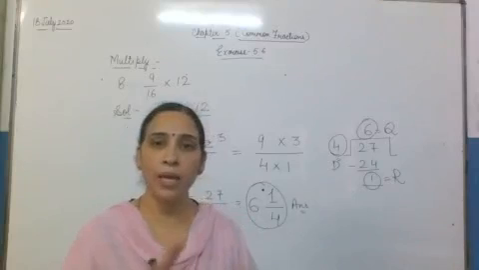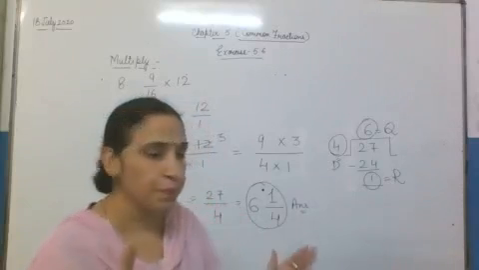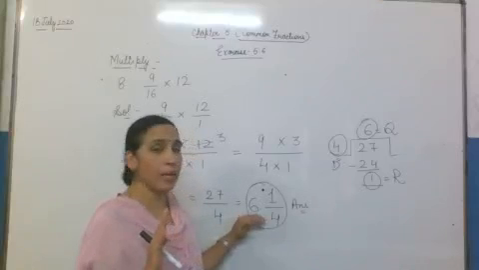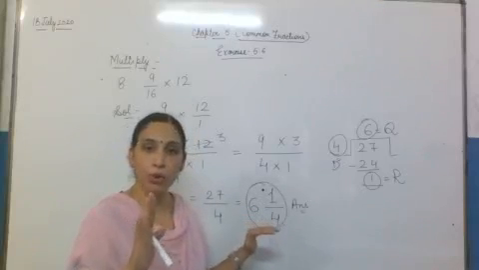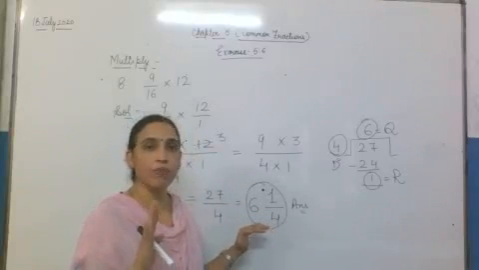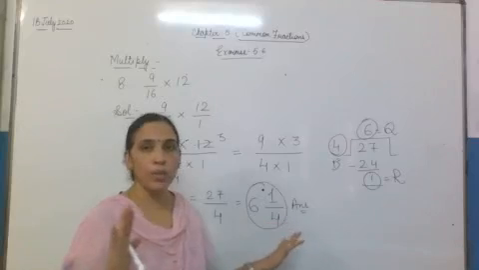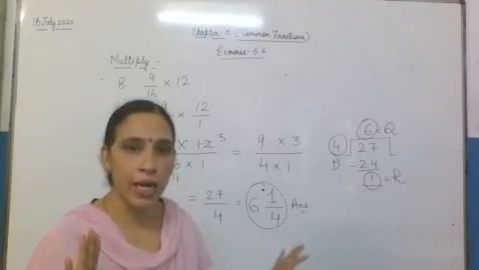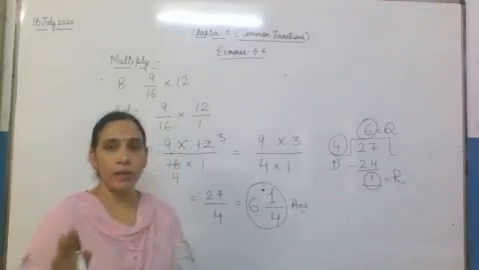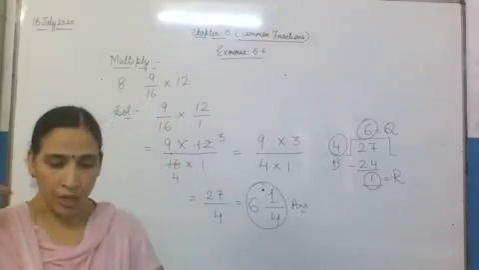The divisor will remain there in the denominator. And on the place of the whole number you will write the quotient, then remainder upon divisor. So these are the steps to remember, how to do the question.